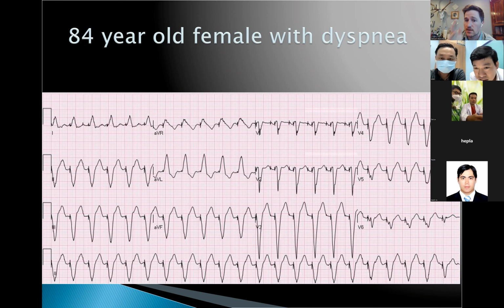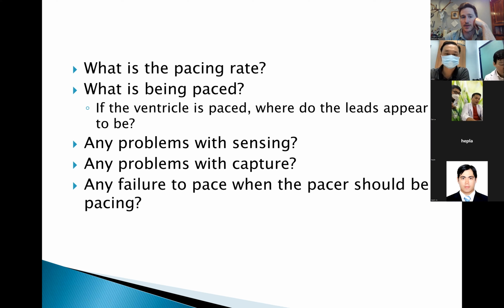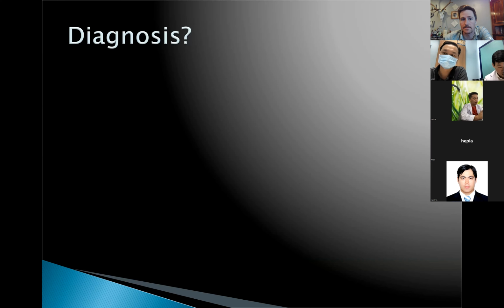When we see these two pacer spikes, one before the P wave and one before the QRS, we want to ask ourselves, when we look at EKGs like this: what is the pacing rate? What is being paced? If the ventricle is being paced, where do the leads appear to be? And is there any problem with sensing, any problem with capture, and any failure to pace when the pacer should be pacing? So for any patient that has a pacemaker and we get their EKG, those are the questions we want to try to answer to the best of our ability.